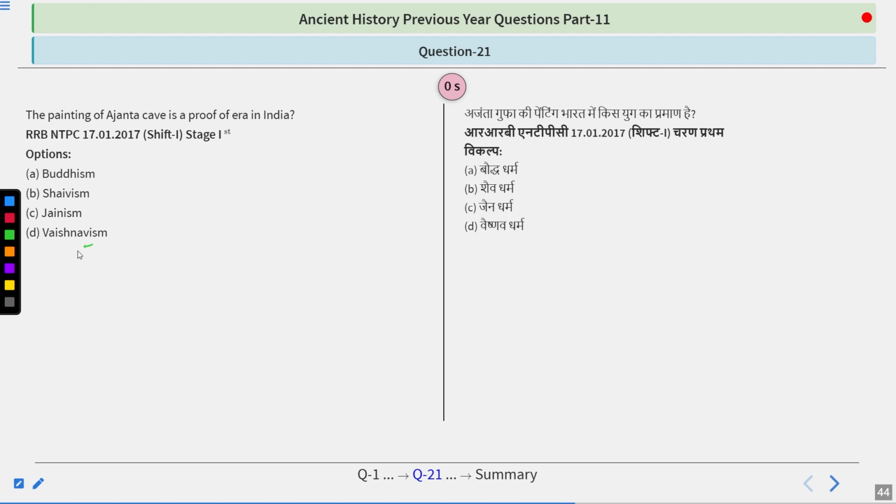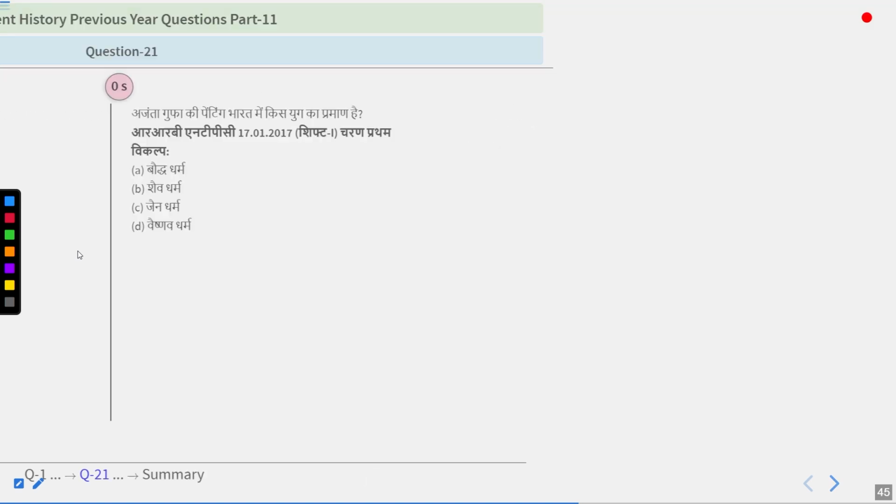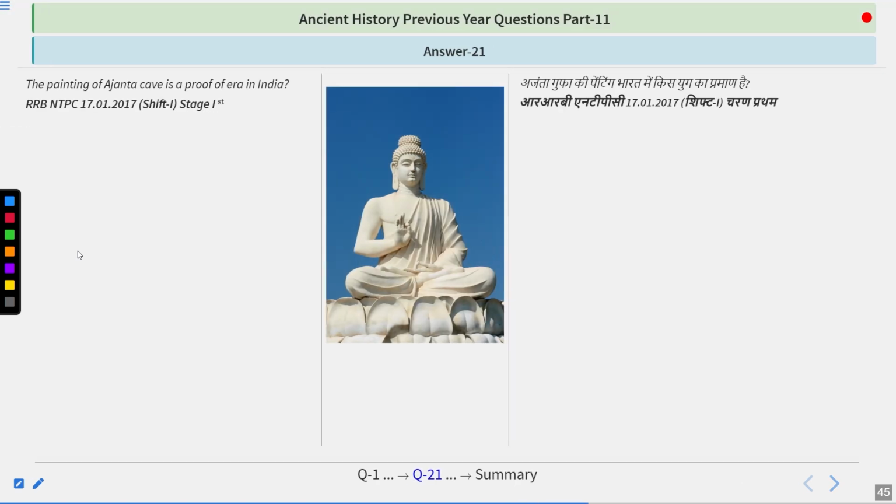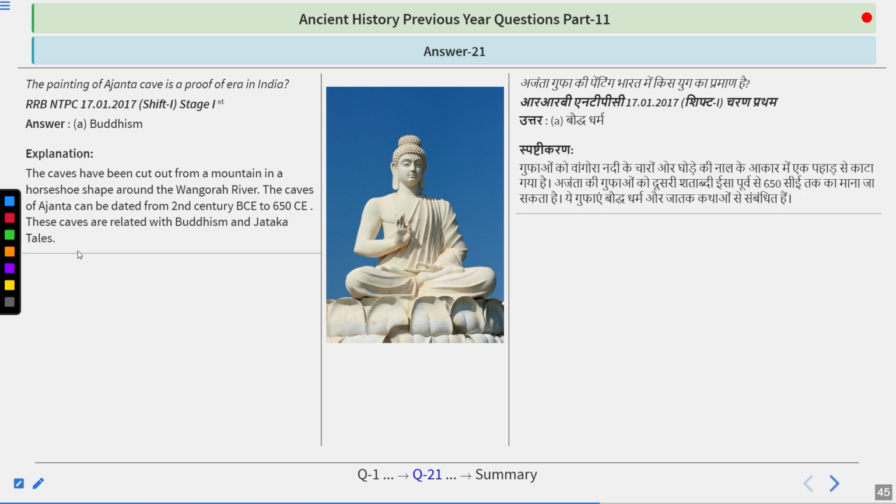And I hope the answer you are giving is quite right. So the answer is Buddhism. The caves have been cut out from the mountain in a horseshoe shape around the Waghora river. The caves of Ajanta can be dated from the 2nd century BCE to 650 CE. These caves are related with Buddhism and Jataka tales. So do remember Ajanta caves, we just discussed this, are related to Buddhism.